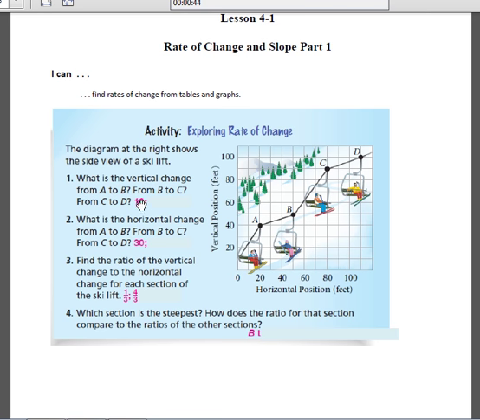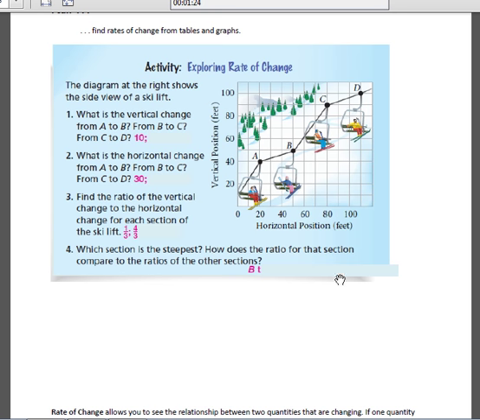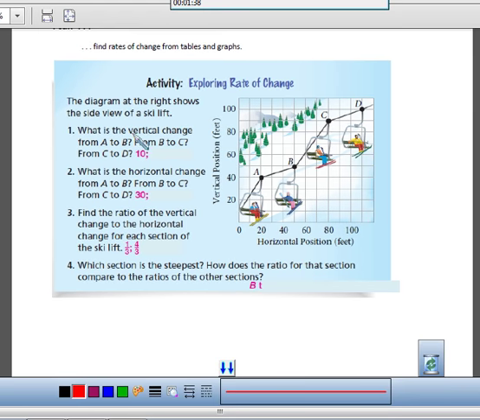Now I noticed that I didn't do a good job covering up some of the answers that were originally on this problem. But that's okay. We're going to still go ahead and work through this because they're not labeled correctly anyway. So for the first one, the vertical change. Remember, vertical is going up and down. So down here in the bottom where we have some room to do some work.